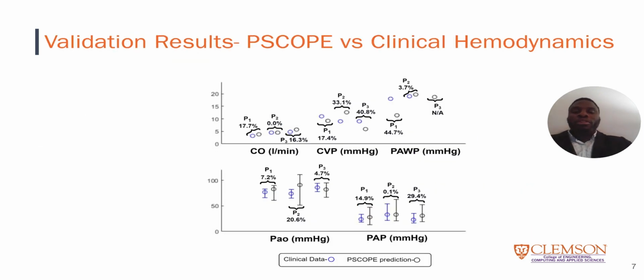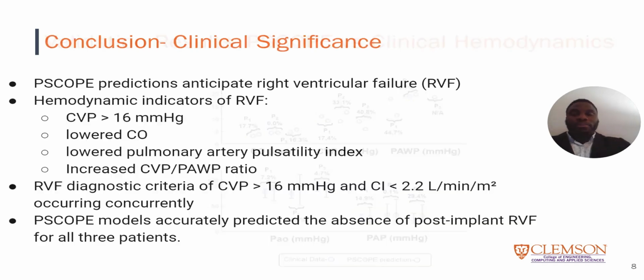Once we have our SCOPE predictions, we compare them to our characterized post-implant clinical hemodynamics. The percentages shown here on the screen are the difference between SCOPE and clinical hemodynamics, essentially serving as our validation residuals. The goal is to minimize these residuals. Overall, for all parameters and all patients, our validation residuals range from 0% to 44.7%, illustrating the potential utility of these SCOPE predictions in a real-world clinical scenario.